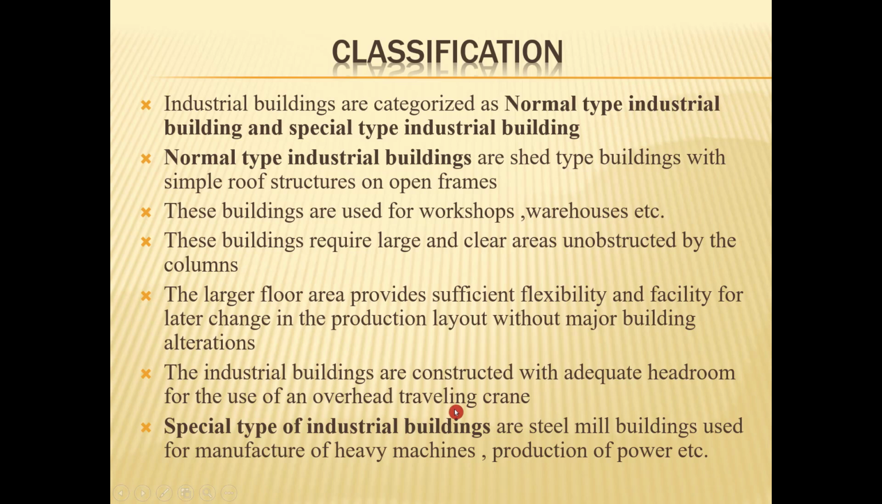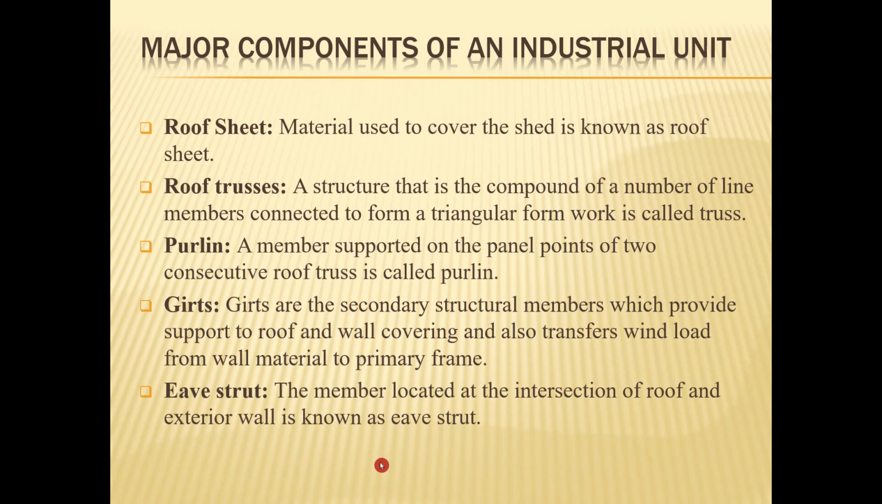This we discussed in the video on gantry girder, the requirement for an overhead traveling crane and what are the various components of that. And as the last line, the special type industrial buildings are steel mill buildings, or any other buildings which are used for manufacture of heavy machines and production of power. So we will see what are the major components of an industrial unit.